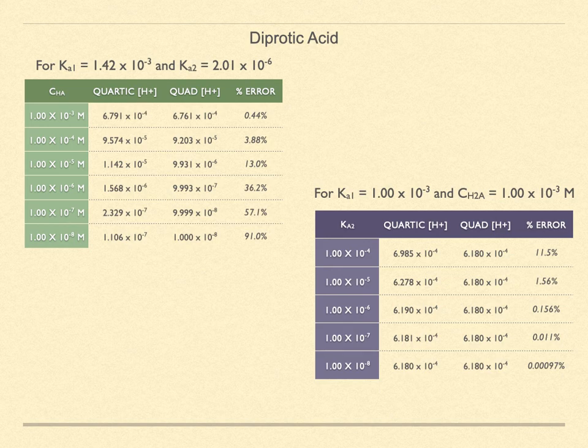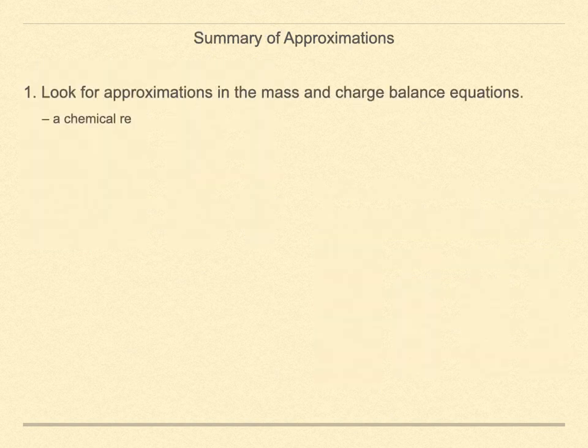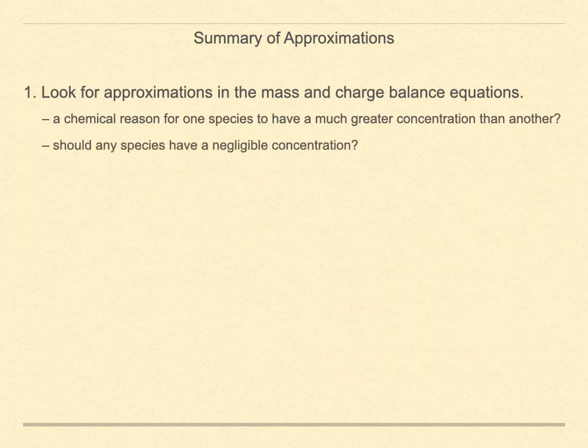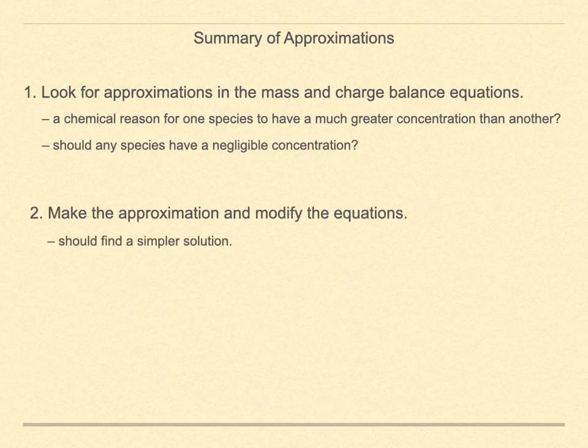When making approximations, here are some guidelines and suggestions. First, look at the charge and mass balance equations. Do you have any chemical reason to expect that any species mentioned there will have a negligible concentration? Or perhaps will one species be substantially larger than another? Make the approximation and modify the equations.